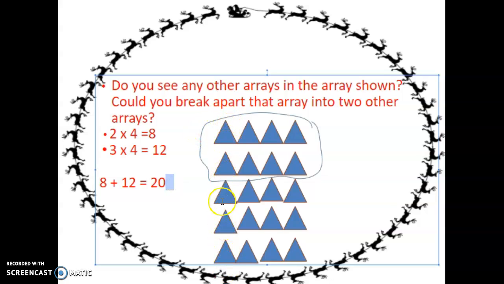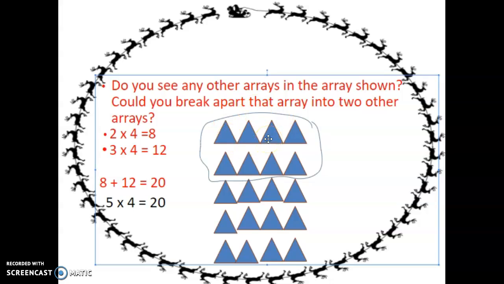For this particular array here, the original array was actually 5 times 4. Sorry about that. 5 times 4 equals 20. So we can break them apart to make it easier for us.